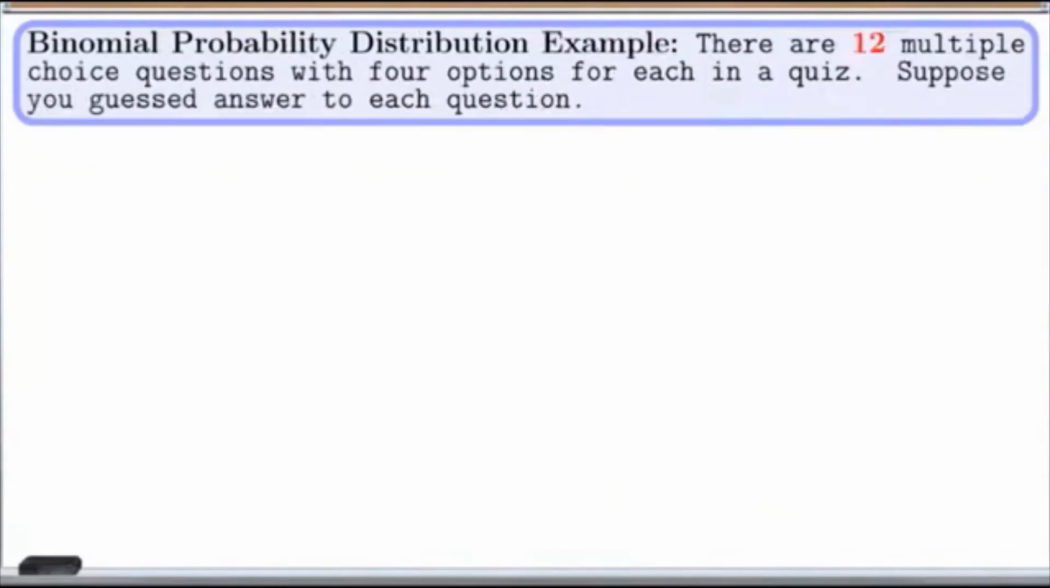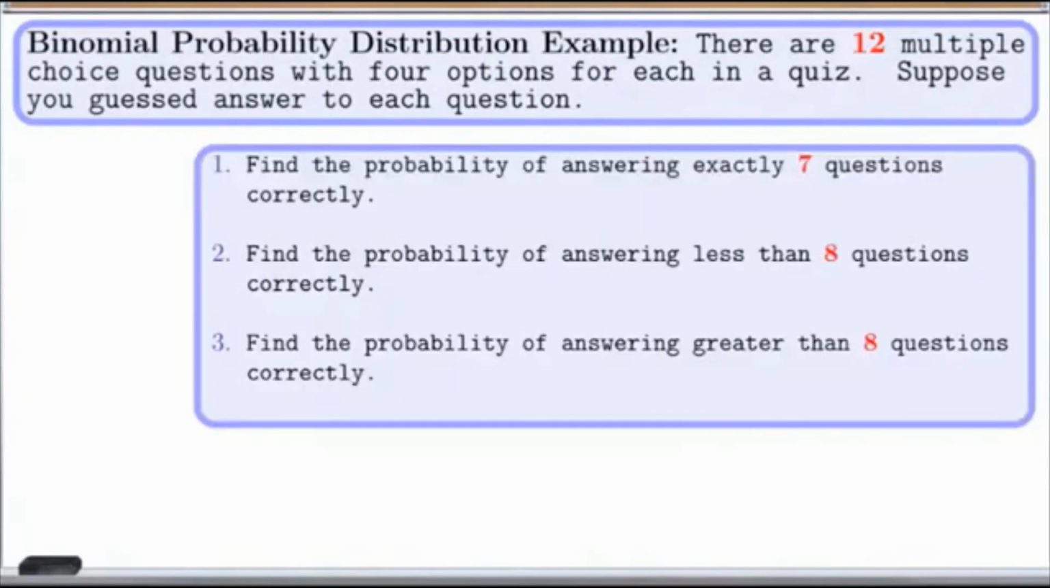Now let's look at this example here. There are 12 multiple choice questions with 4 options for each in a quiz. And for the given scenario, we have to find these 3 different probabilities. 1, 2, 3.